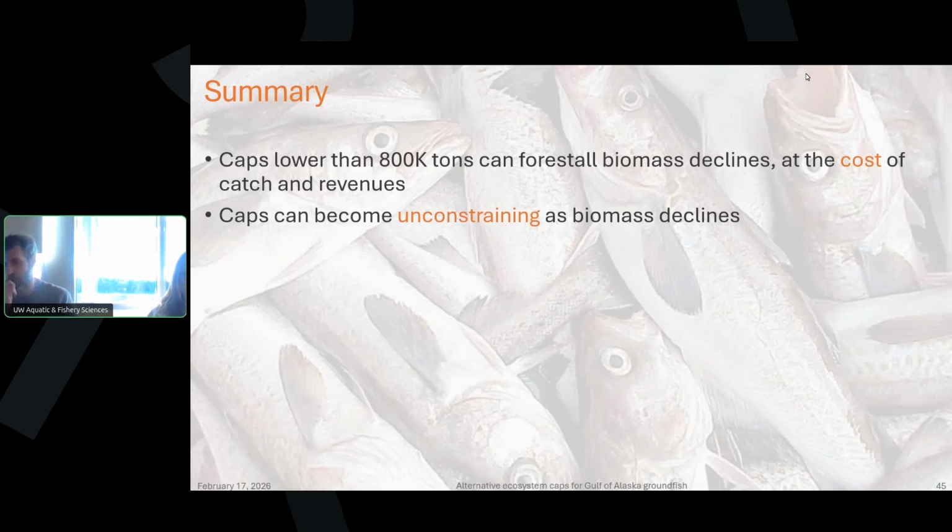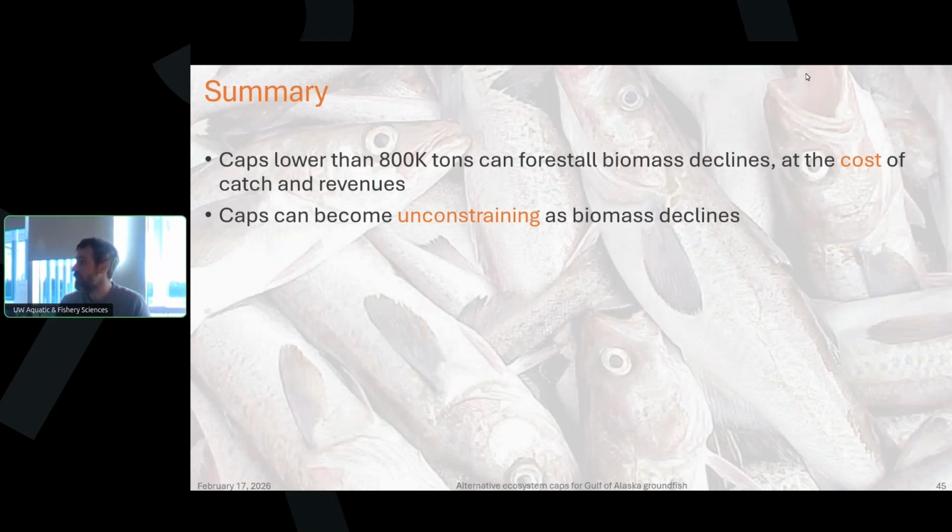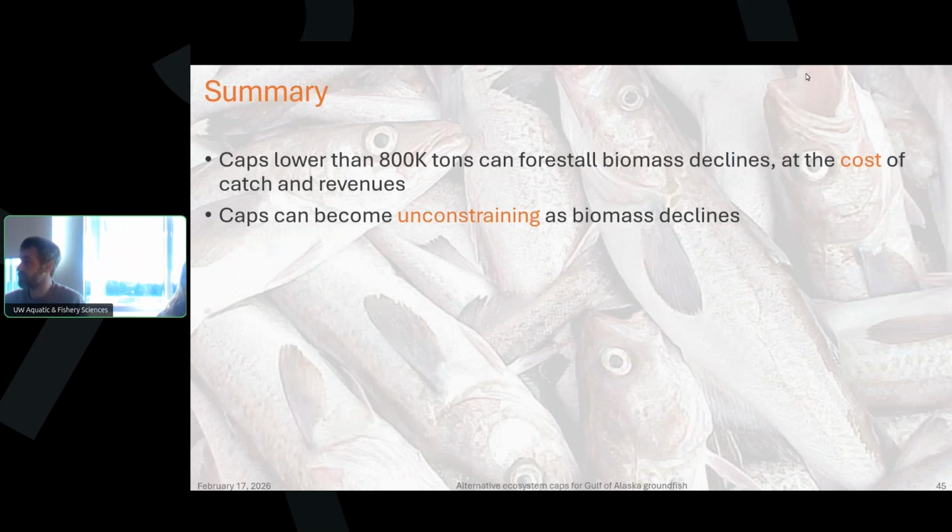All right, so I better wrap up here. I showed you, hopefully, that applying caps that are lower than the status quo can delay biomass declines, but it comes at a cost of catch and revenue. Maybe the most important thing, if you had to remember one thing from today, is that these caps can become unbinding as time goes by, as conditions change.